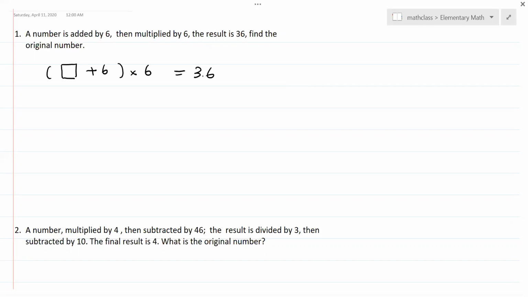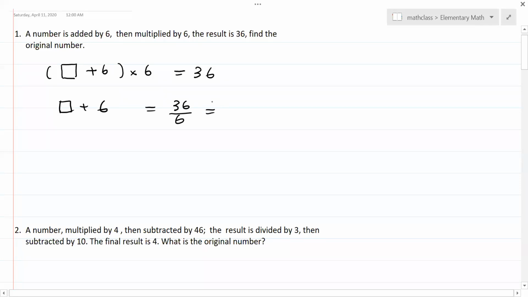Now you can go step by step to get the original number. So how do you do that? You divide both sides by 6. So this number plus 6 should be 36 divided by 6. Multiplication becomes division. So that will be 6. Then what is the original number? The original number is clearly going to be 0, because only 0 plus 6 gives a 6. So that's the easy problem.